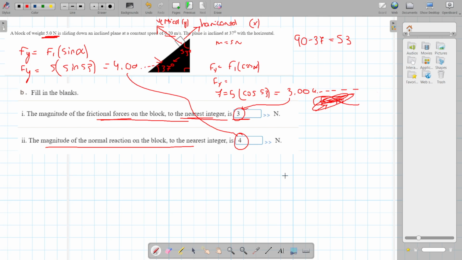It's just that whenever they want friction or the horizontal force, you do F1 times cosine of the angle alpha, and when they want the normal or the y component, you use F1 times sine alpha. Also, sometimes the angle isn't given to you, like here. They gave me the other angle in the triangle, so you have to do 90 minus that angle.